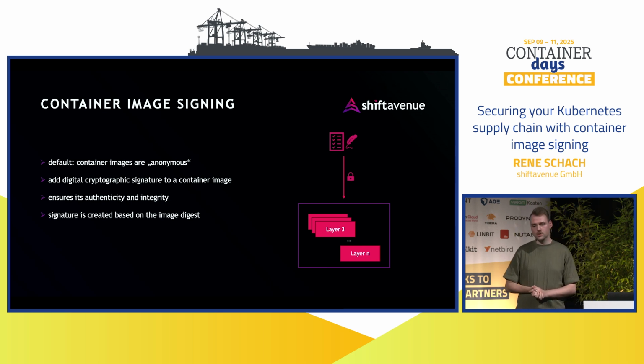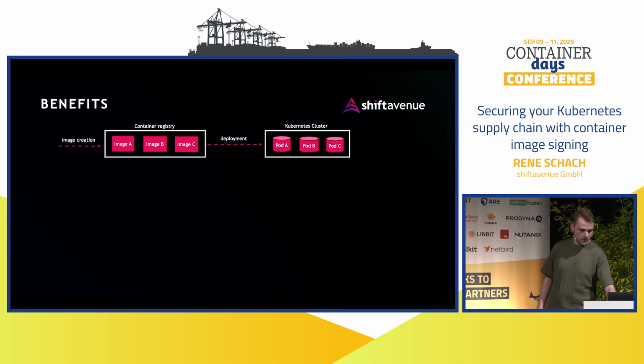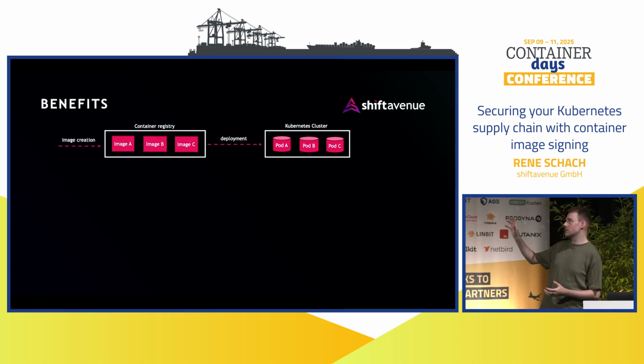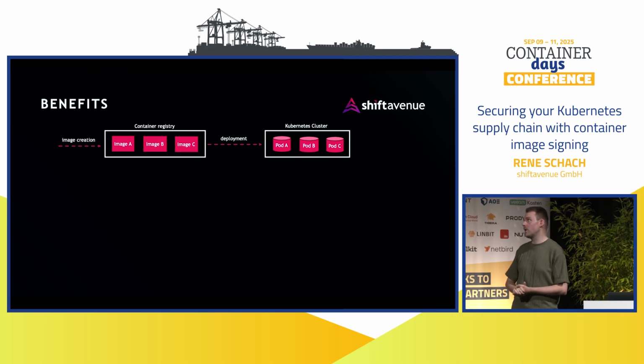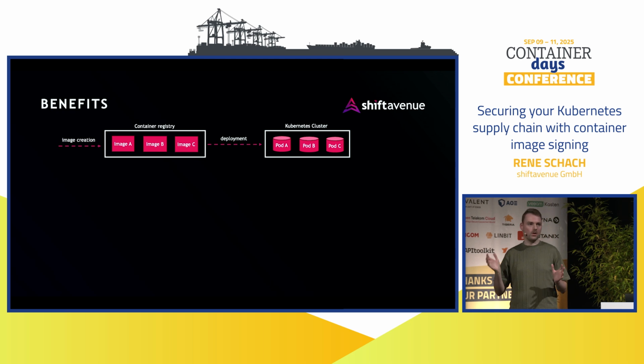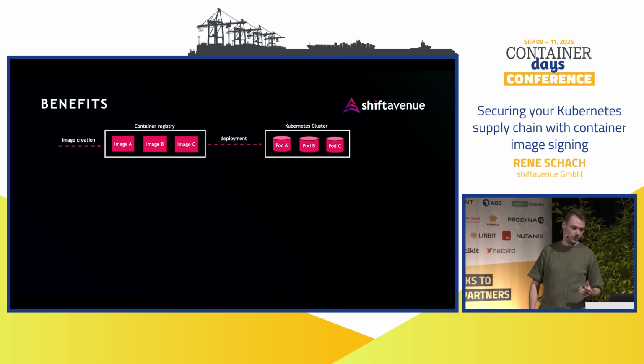Now, why should you actually use container image signing? I tried to create a super simple software supply chain here, which starts after the image creation. This is where the important part for this session starts. At some point you have your container image in some sort of registry, and then at some point it gets deployed, either manually or by your GitOps processes or tools or whatever.